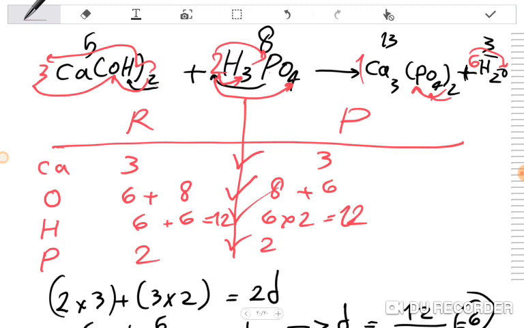Thank you for watching this video. I tried to show you that balancing chemical equations is so easy, no problem. You can do it by using this technique, and you can balance each equation.